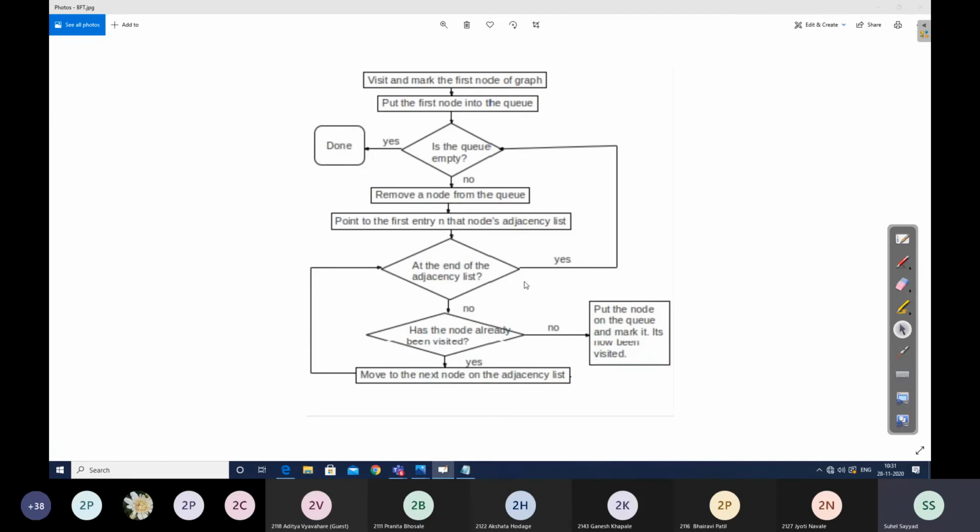One arrow is missing here by mistake, so I need to connect this part to this part also. I need to come back from this part to this part. Again I check whether I'm at the end of the adjacency list. No, I'm not. So we check whether C is already visited. No, C is not visited. So we visit C, put that node in the queue, and continue. Again we check whether we are at the end of the adjacency list. Yes, now we are at the end because A's adjacency list is finished. So we go back with yes over here.